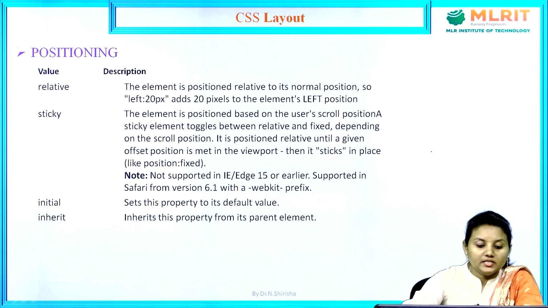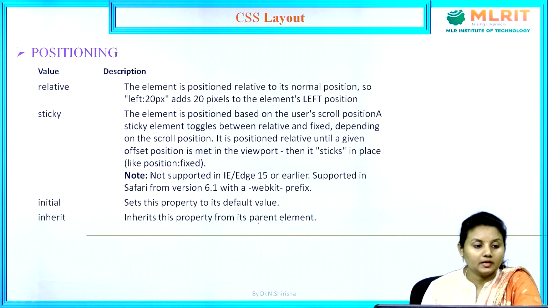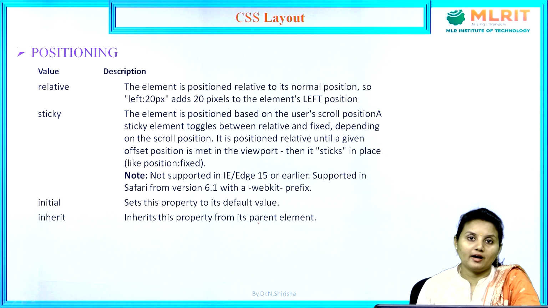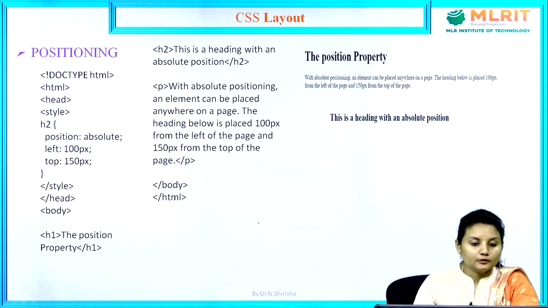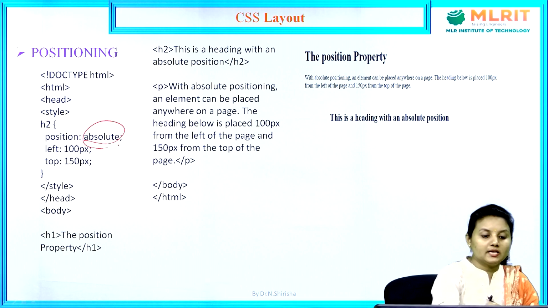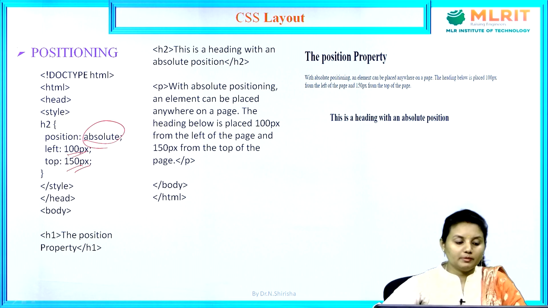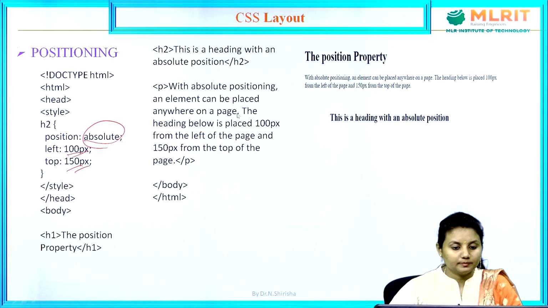Initial sets the properties to the default value, initializing the values. Inherit is for the parent element; to inherit the properties from its parent element, we give inherit. So these are the possible values you have for positioning elements. Here is an example where I am giving the position as absolute with a left of 100 pixels and a top of 150 pixels. Let me show you this.